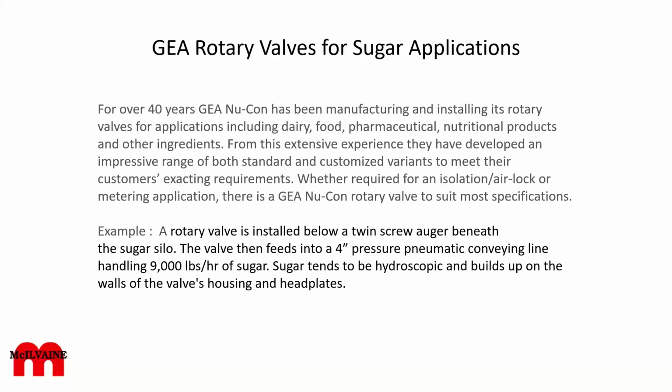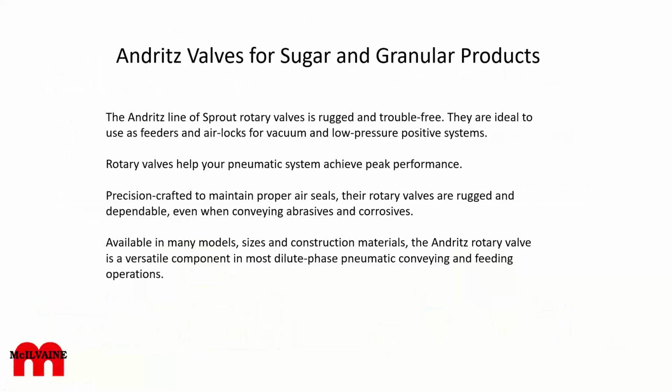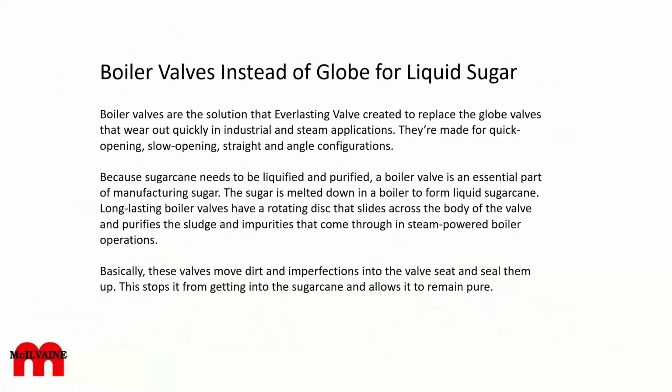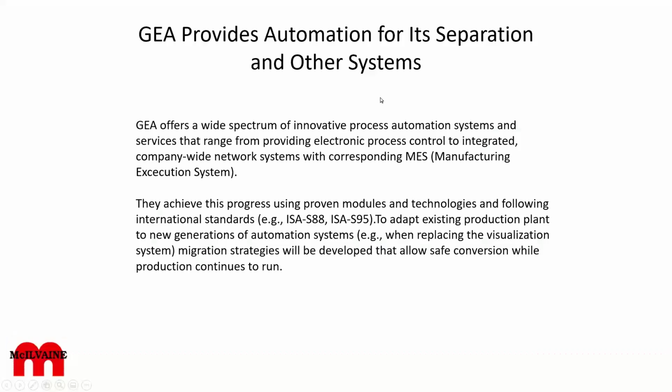Rotary valves are widely used in the industry, so you have both the liquid and the air valves. The rotary valves would be on the air side, for the powdered sugar and granulated sugar itself. On the liquid side, there are special valves that are used instead of globe valves on liquid sugar.